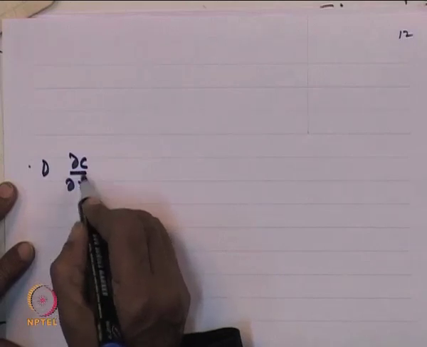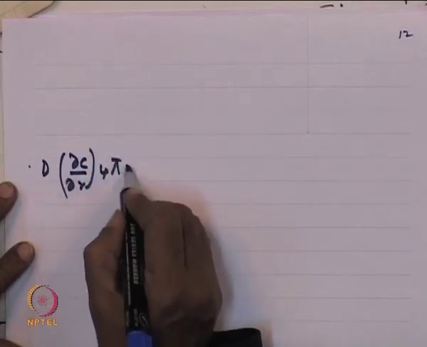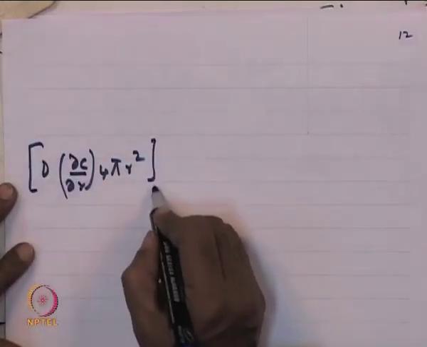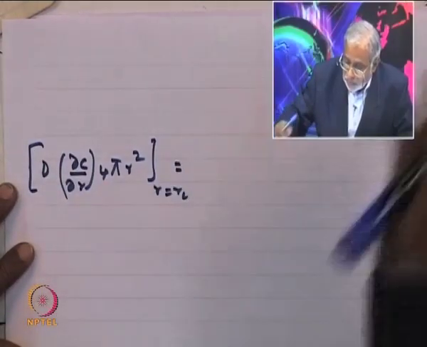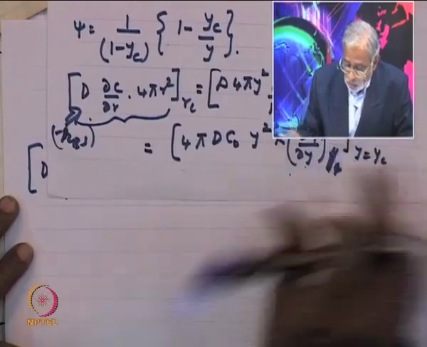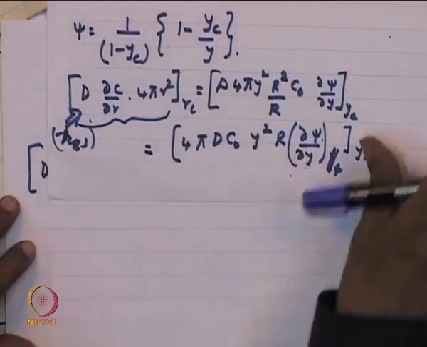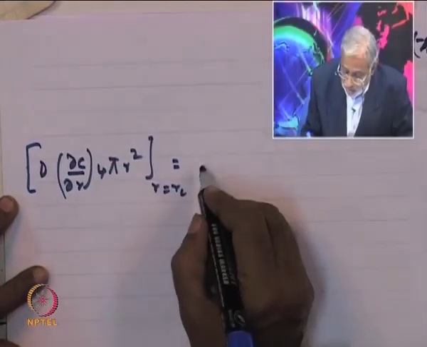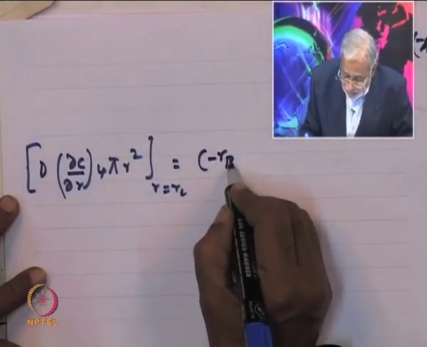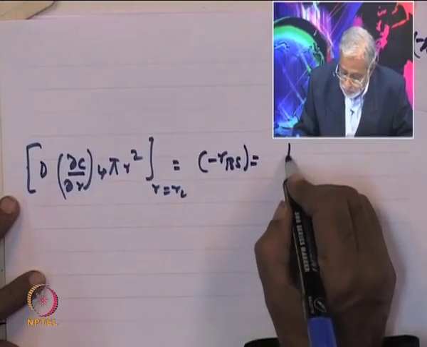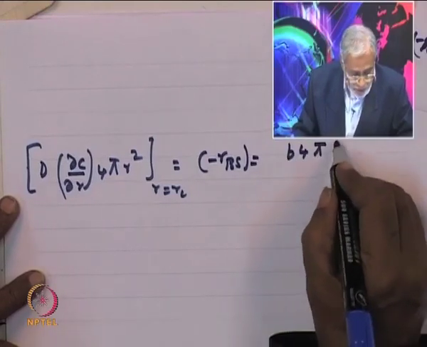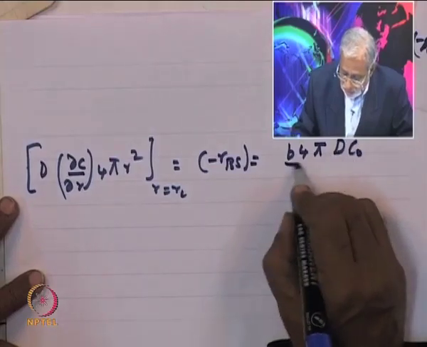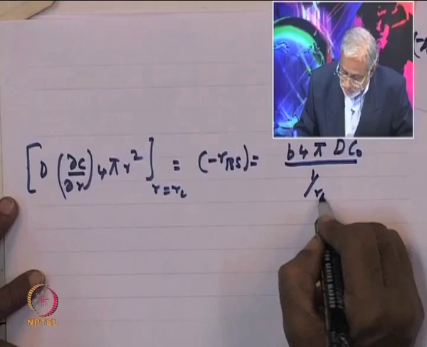So, I will differentiate and substitute. We will not go through all these details, it is fairly straightforward, 4 pi r squared. So, this is what we want at r equal to r c. Now, we have said that this is also equal to minus of r b s. So, I am differentiating and then putting all this together. So, we get minus of r b s equal to b 4 pi d c naught divided by 1 by r c minus 1 by r.